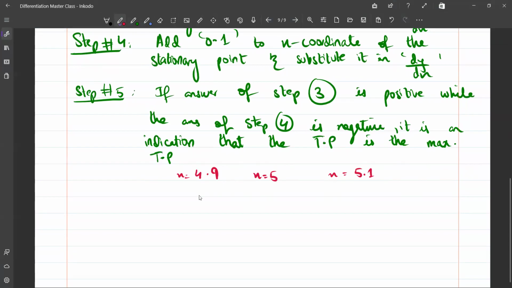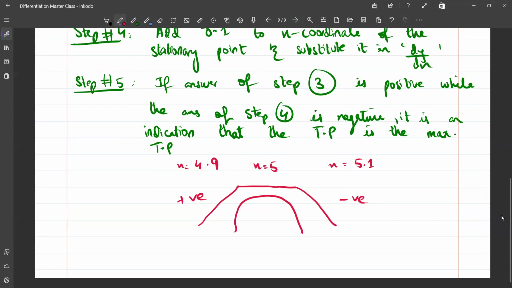All right, so dy over dx, let's say at x is equal to 5, it is 0. And dy over dx at x is equal to 4.9 is positive. And at 5.1, it is negative. Positive, negative. Now, this is an indication that the curve goes like this. And this is a maximum turning point. All right.